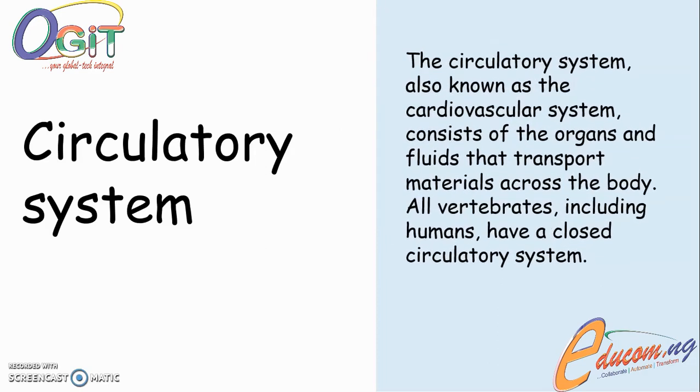Circulatory system, also known as the cardiovascular system, consists of the organs and fluids that transport materials across the body. All vertebrates, including humans, have a closed circulatory system. Circulatory system also is a network of arteries, veins, and capillaries, with the heart pumping blood through it. Its primary role is to provide essential nutrients, minerals, and hormones to various parts of the body.